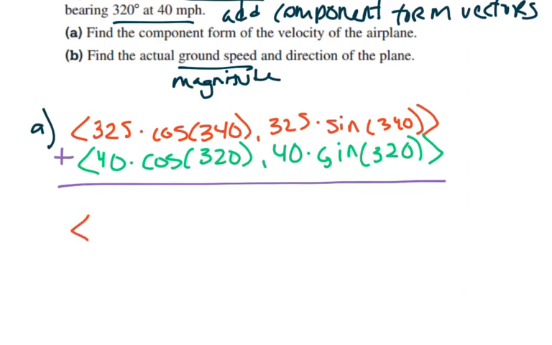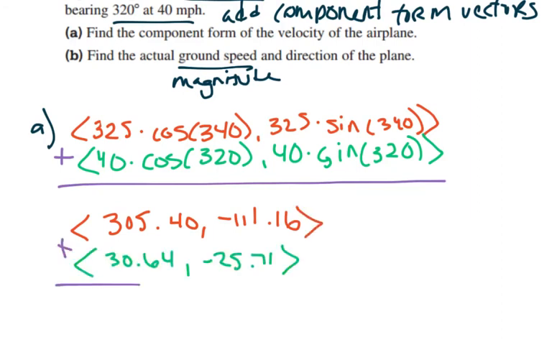So 325 times cosine of 340 is 305.40. And then the next one with sine is negative 111. And there's our next one, so we'll add them.